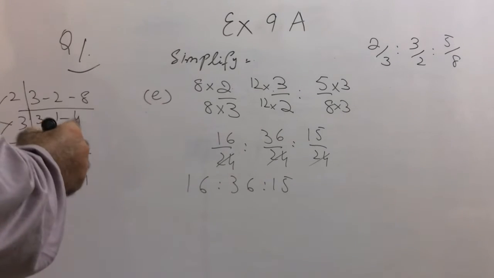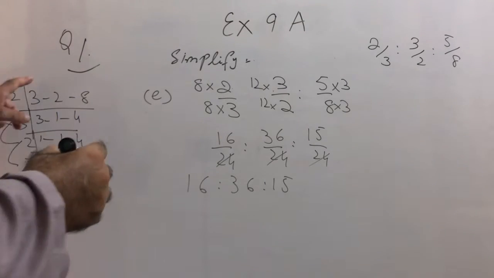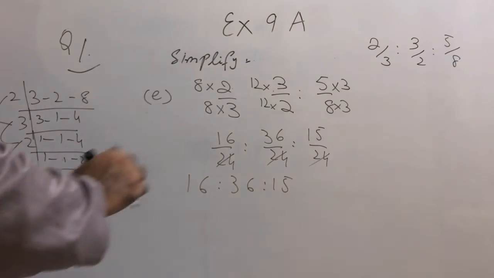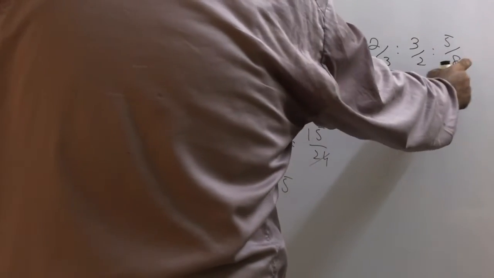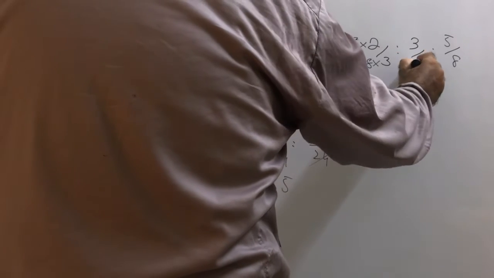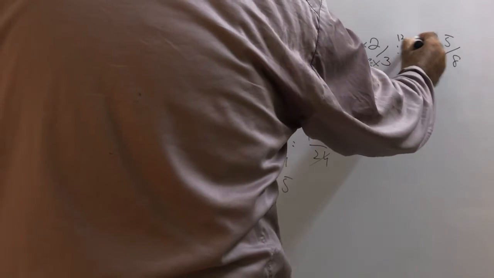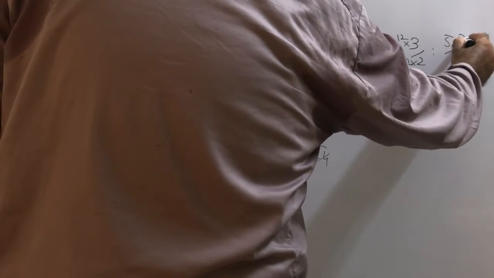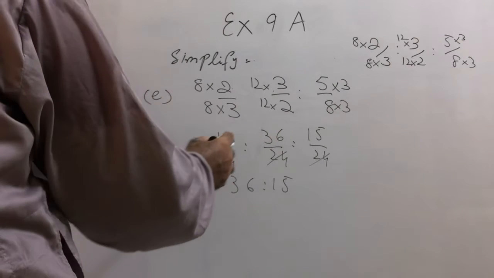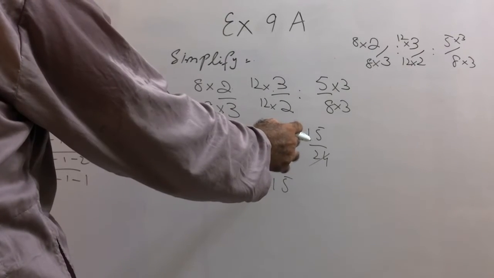We just equalized the denominators. We took the LCM. Our LCM was 24. We want to have 24 here, 24 here, 24 here. So 3 8s are 24, multiply upside same. 2 12s are 24, 2 12s are 24, 8 3s are 24, 8 3s are 24. So we got 16 over 24, 36 over 24, 15 over 24.